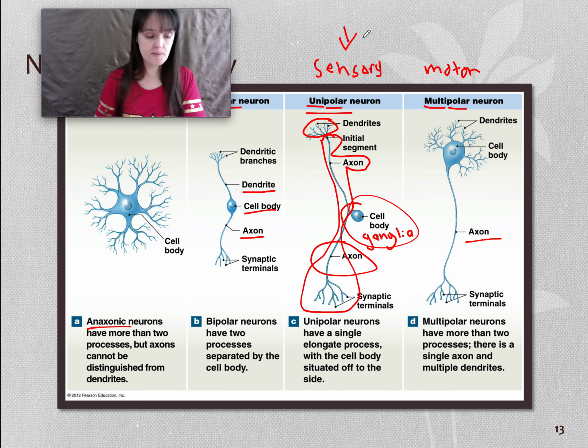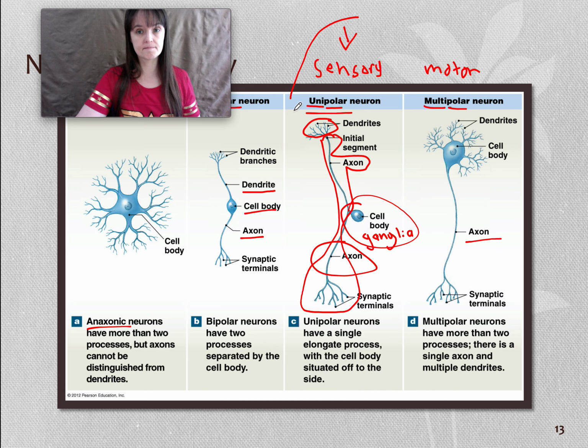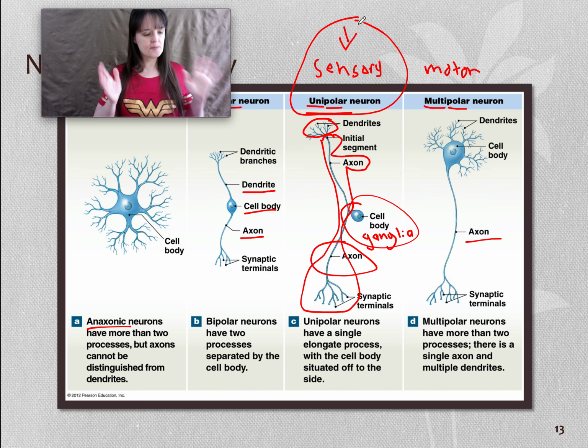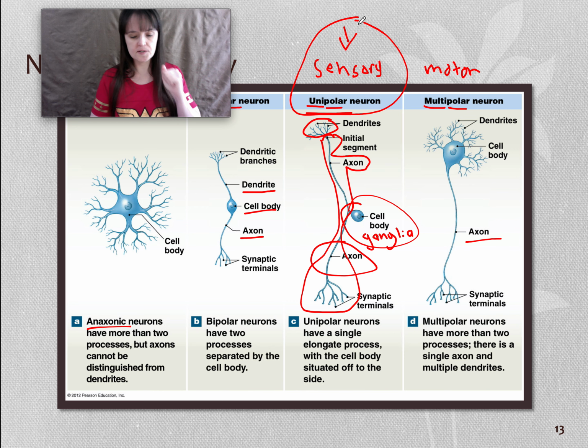Okay, and now the box on page 7, which we already said. Under the box on page 7, it says sensory neurons fit in which structural classification? Unipolar. And let's talk about interoceptors, exteroceptors, and proprioceptors.